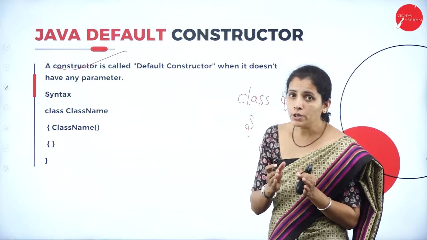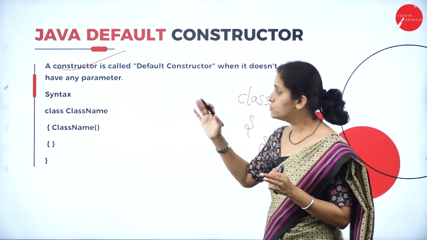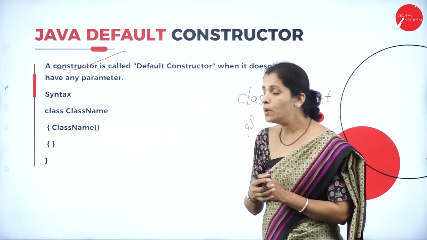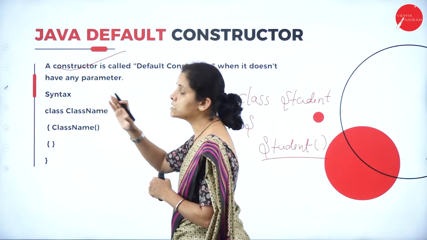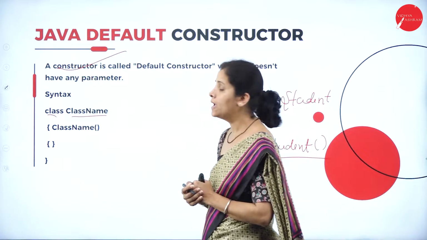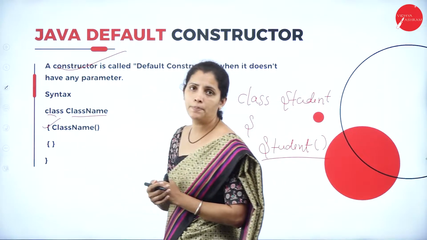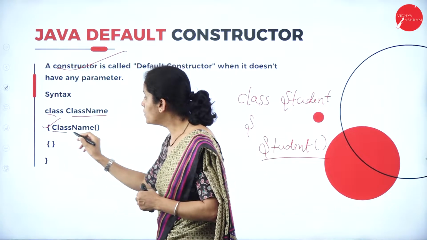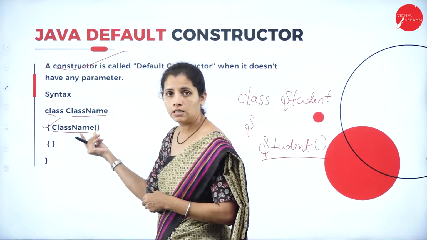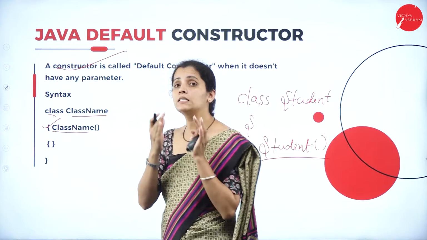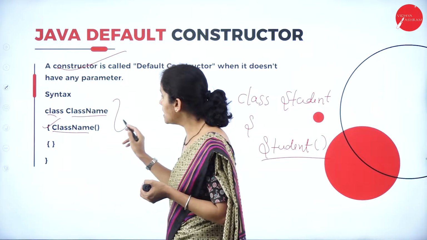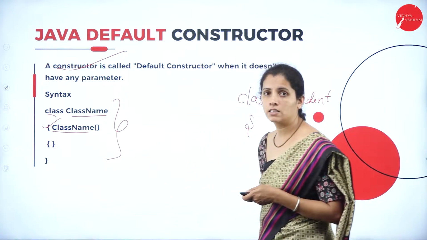Now, let me check the syntax. As we know, a Java program always starts with the class keyword. So, class, I specify the class name and start with the curly brace. Within this, I'm going to have the constructor, the same as the class name. So what is the rule? The constructor name is the same as the class name. So this is the example for default constructor.